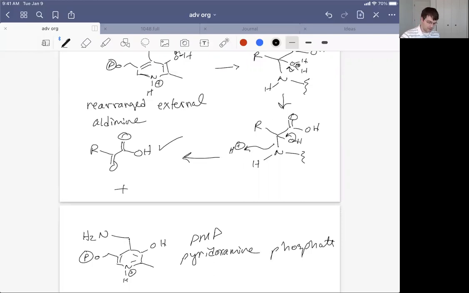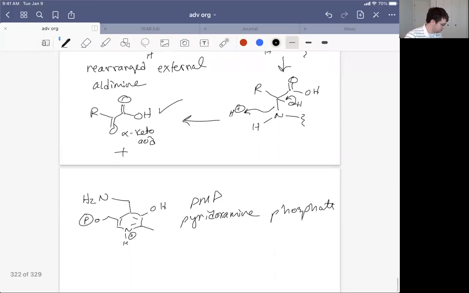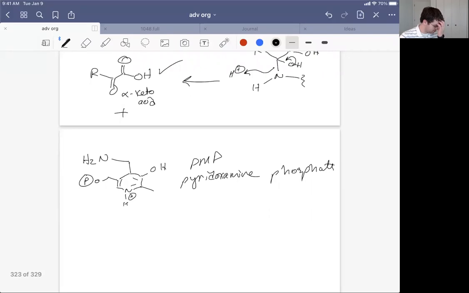Okay, we got our alpha keto acid, so we're done, right? Well, we wouldn't be able to continue to cycle this through using a catalytic cofactor if this was it, right? We have to figure out a way to turn over the PMP that's being formed. So to turn over the PMP, that's where we use our alpha keto glutarate.